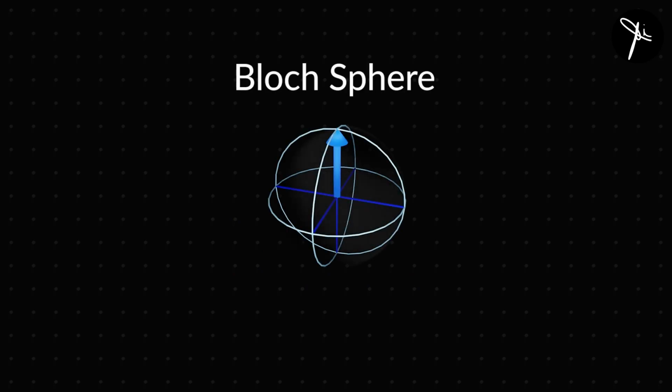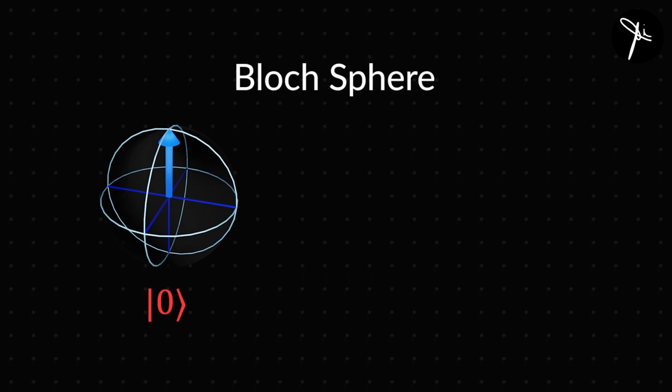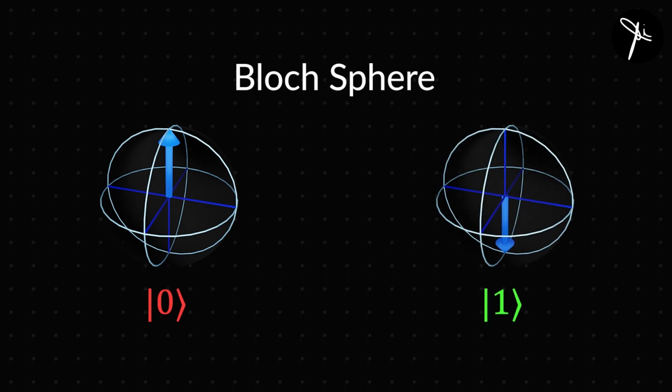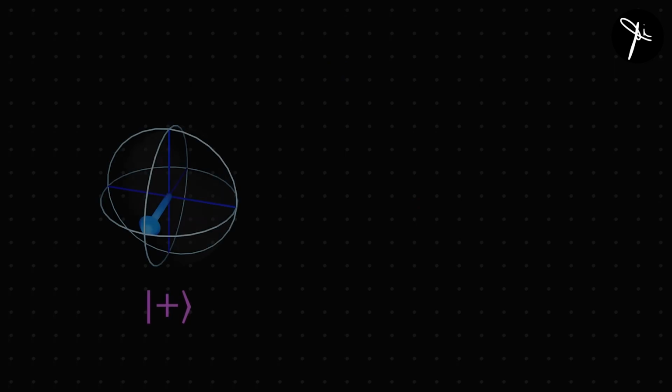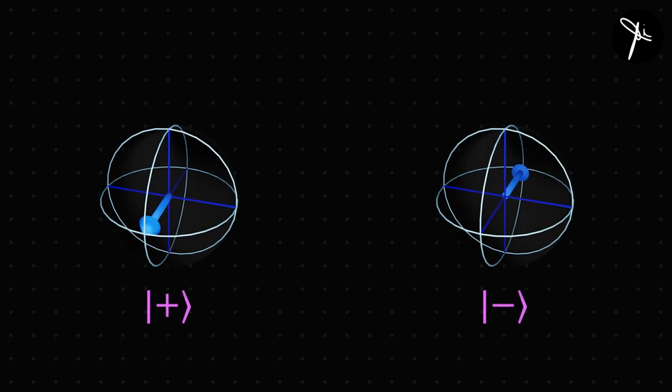Qubit state is typically visualized on a diagram called a Bloch sphere. The 0 state looks like this on a Bloch sphere, and the 1 state looks like this. The qubit is in a superposition if the arrow points anywhere else. The symbols enclosing the 0 and 1 follow Dirac or bra-ket notation, where these are called kets. Two other important states are the plus state and the minus state.